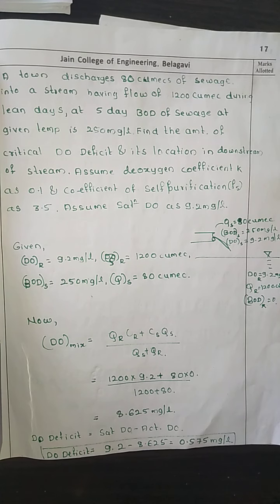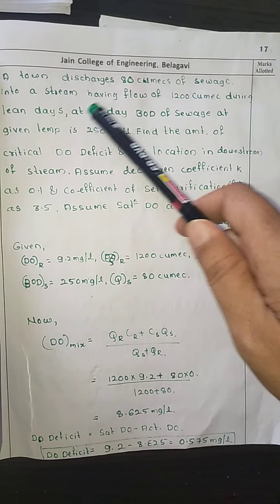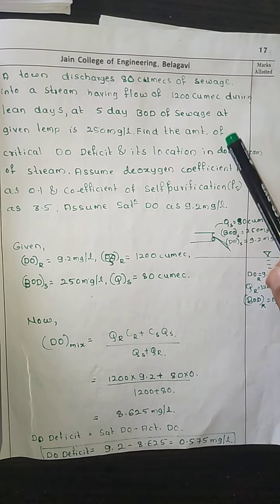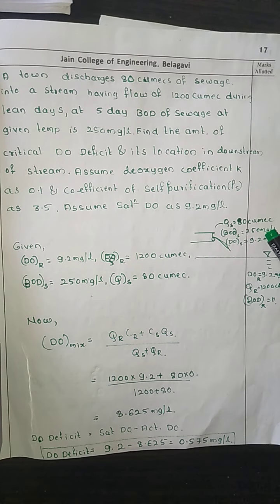So I have written it as QS, 80 cumecs. Then it is going to flow into a stream, for which I have written the stream value as QR, that is the quantity of river water, 1200 cumecs. Then the 5-day BOD of the sewage is 250, so I have written it over here.